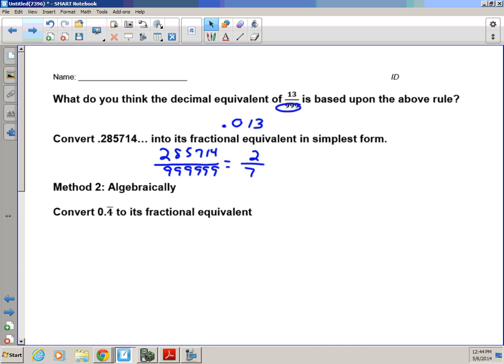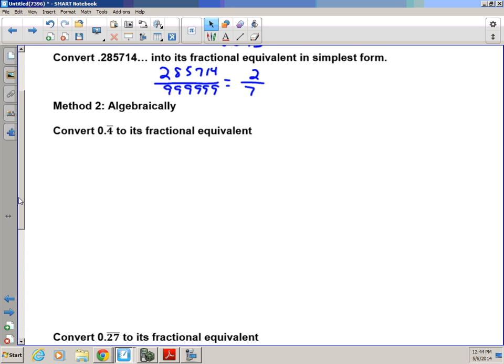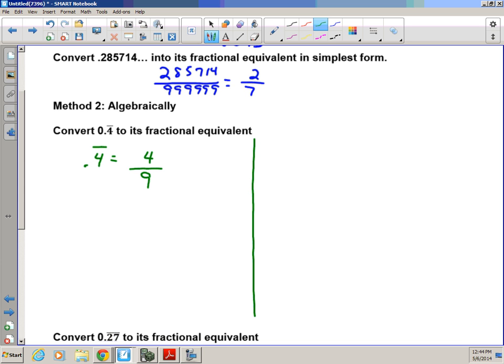Now, I want to show you how we do this using two different methods, which is algebraically and then what I'll call our shortcut. So I'm going to divide this into two parts. To convert 0.4 repeating into its fractional equivalent, all right? Well, it's repeating only the 4. So 4 is repeating, it's one digit repeating, it's just 4 over 9. It's as straightforward as that.